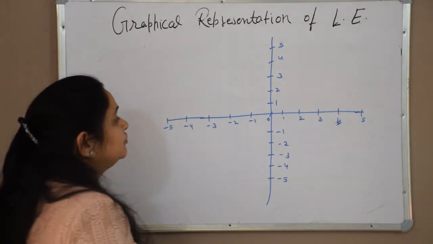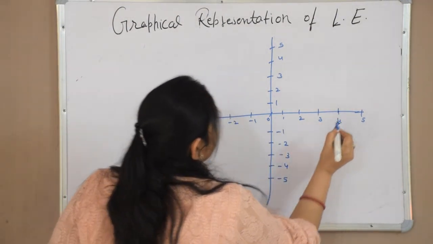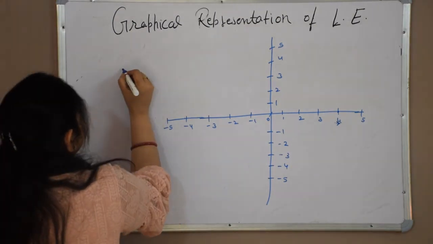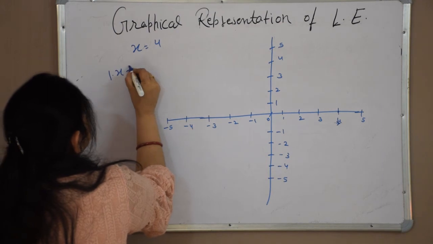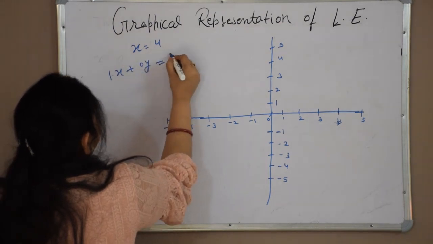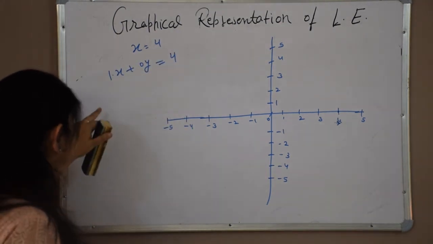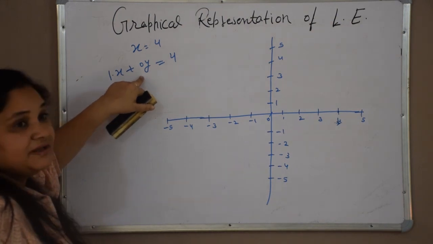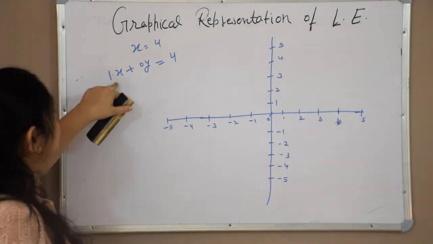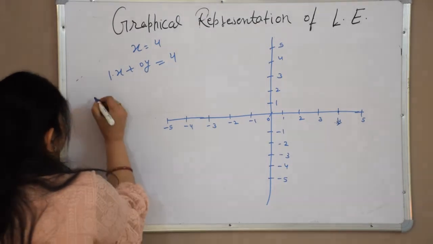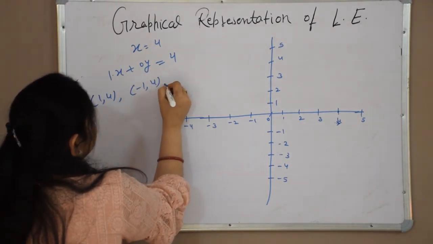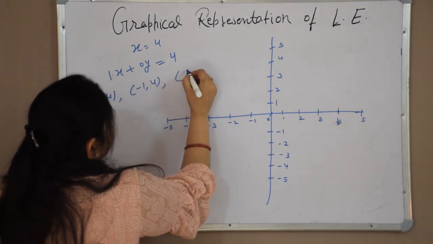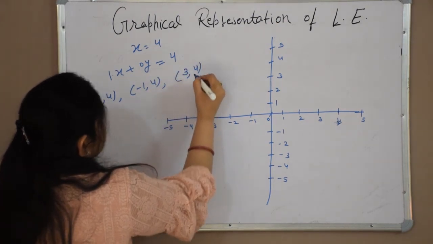x is equal to 4, we have to plot. Our equation was x is equal to 4, and we can write it as 1 into x plus 0 y is equal to 4. If I am taking y value 1, then also x is equal to 4. So the point is (4, 1). If I am taking y as minus 1, then also it is 4. If I am taking y as 3, then also x is equal to 4.